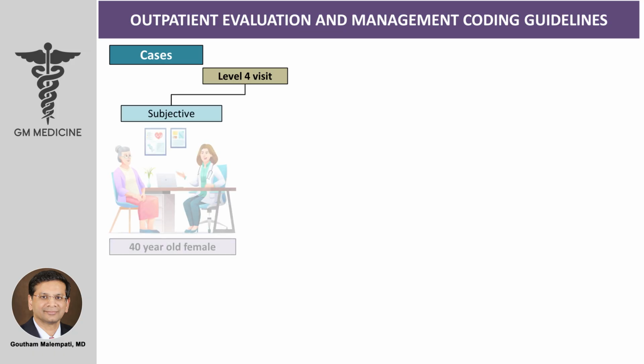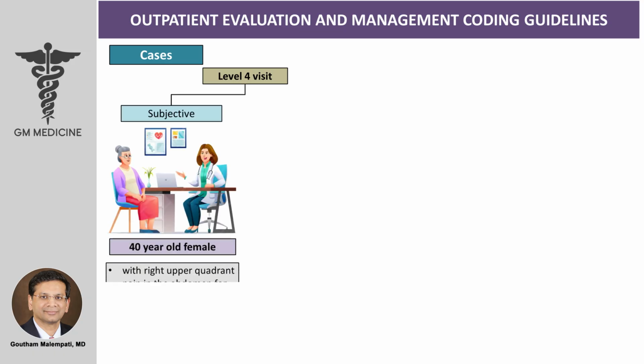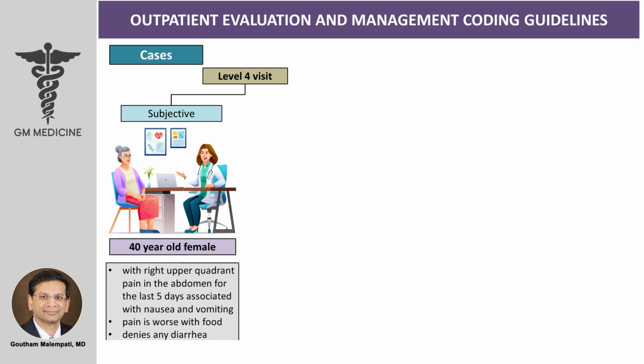Example. Subjective: a 40-year-old female who presents with right upper quadrant pain in the abdomen for the last 5 days, which is associated with nausea and vomiting. The pain is worse with food. She denies any diarrhea, denies any fever or chills.